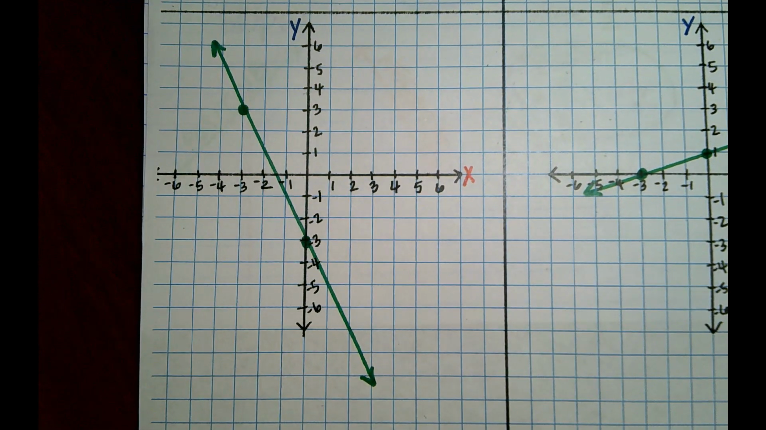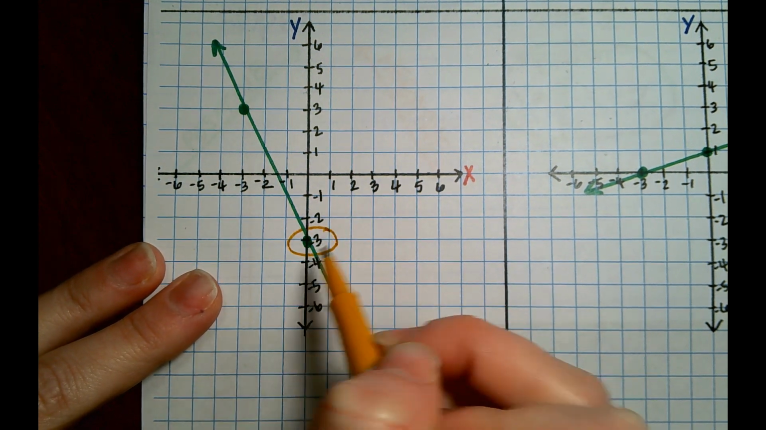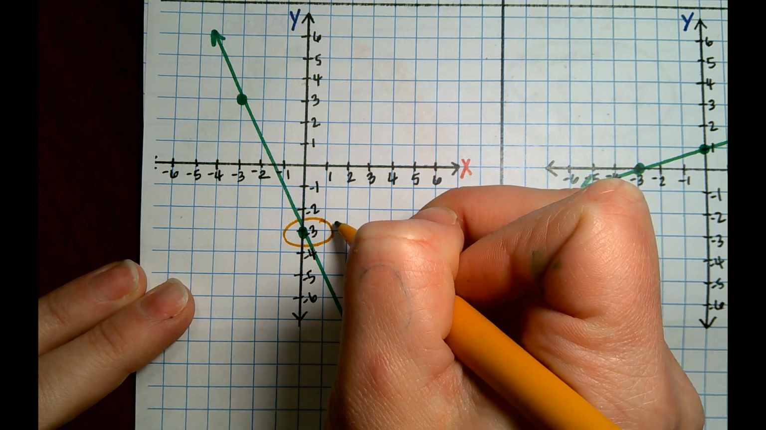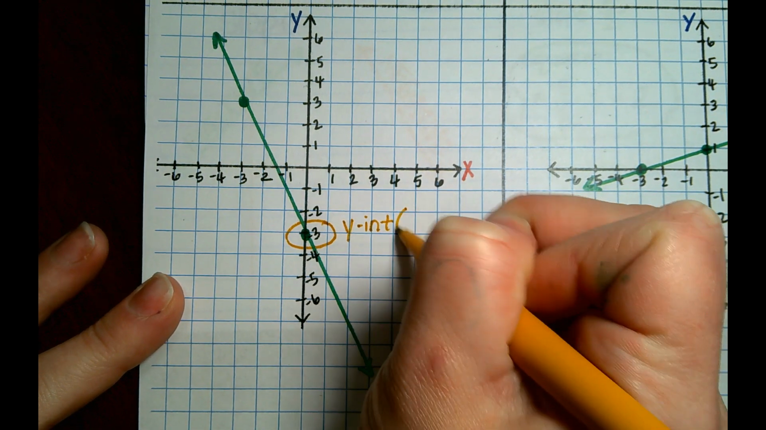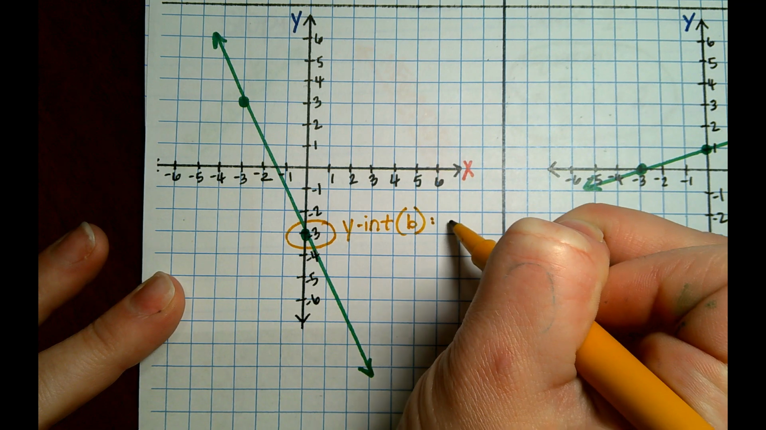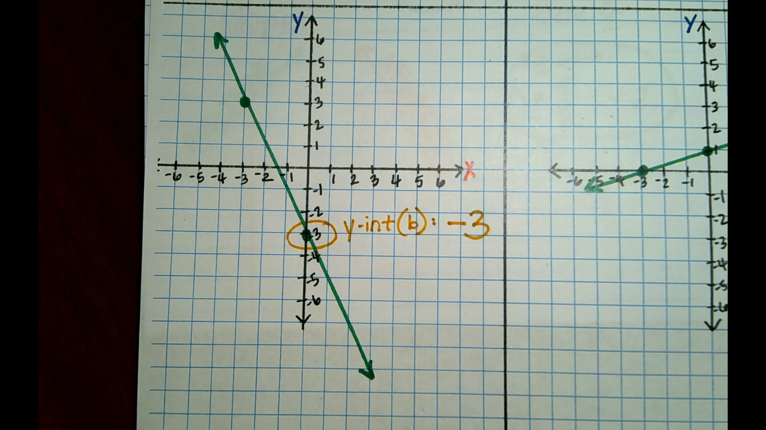Okay, what's my y-intercept? -3. That's where I touch the y-axis. So my y-intercept, or my b, is -3. Okay? Now how do I find my slope?